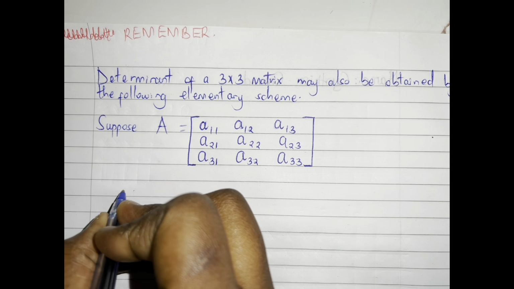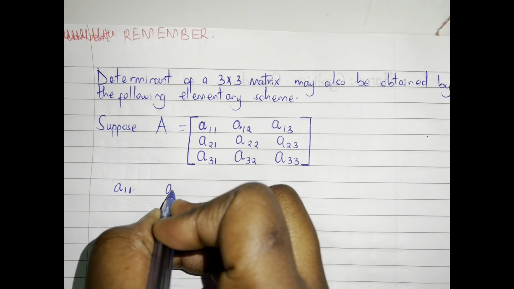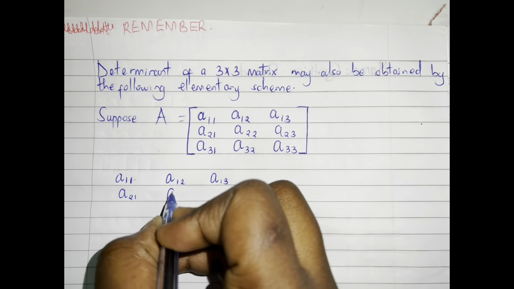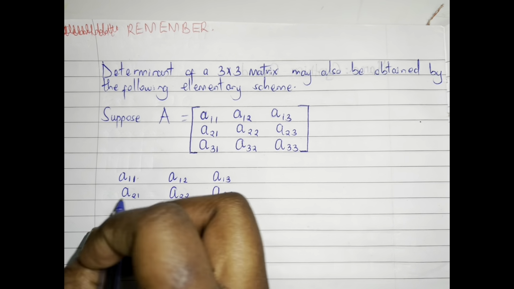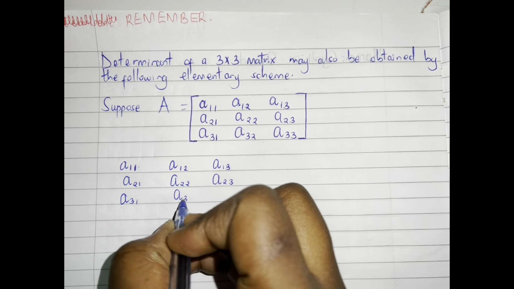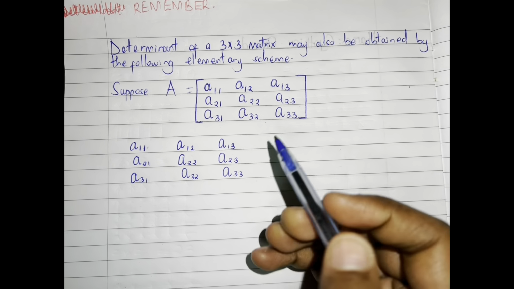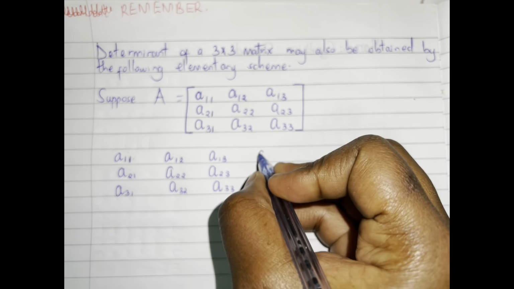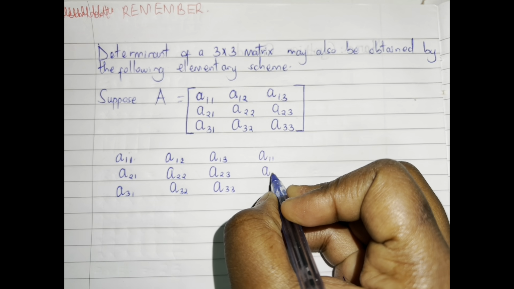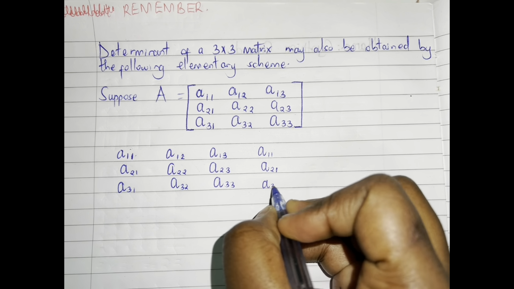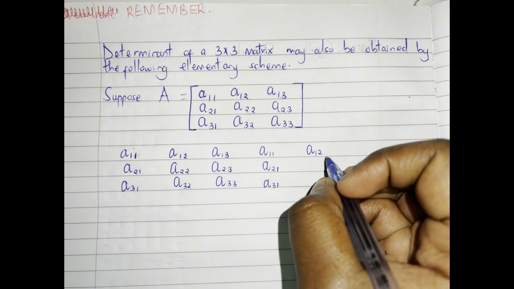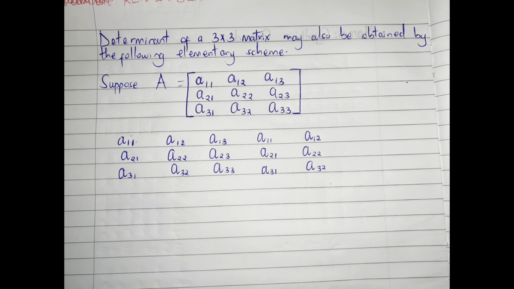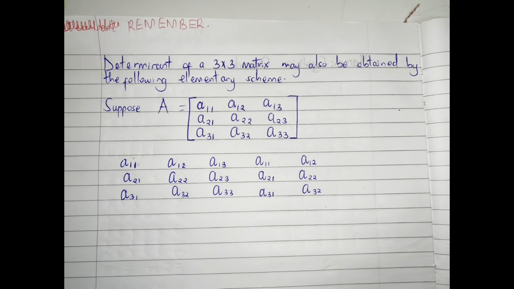So A11, A12, A13, A21, A22, A23, A31, A32, and A33. With this formula, you're supposed to get the first two columns. You write the first two columns, that's what I mean. So A11, A21, A31, A12, A22, and A32 are the first two columns from these values.